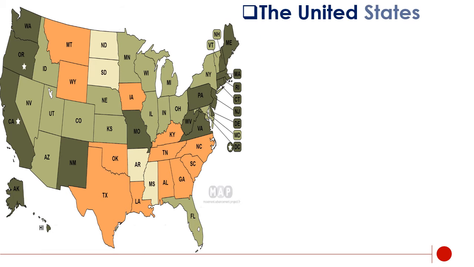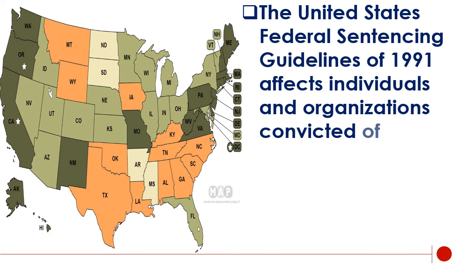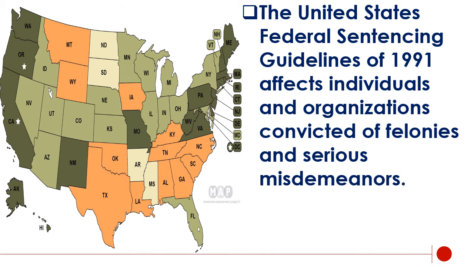The United States Federal Sentencing Guidelines of 1991 affects individuals and organizations convicted of felonies and serious, Class A, misdemeanors. It provides guidelines to prevent sentencing disparities that existed across the United States.